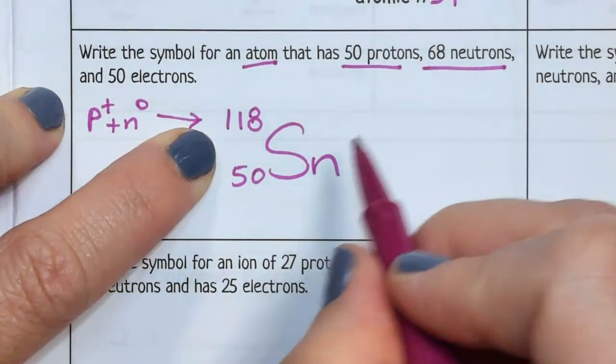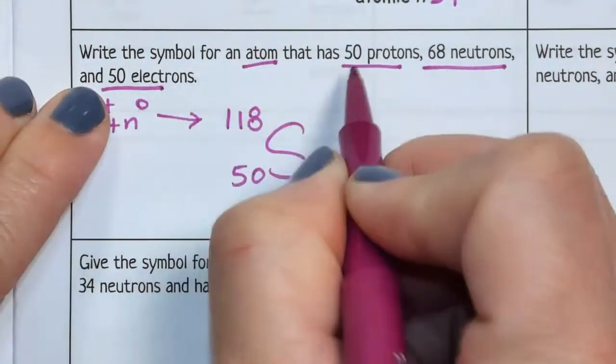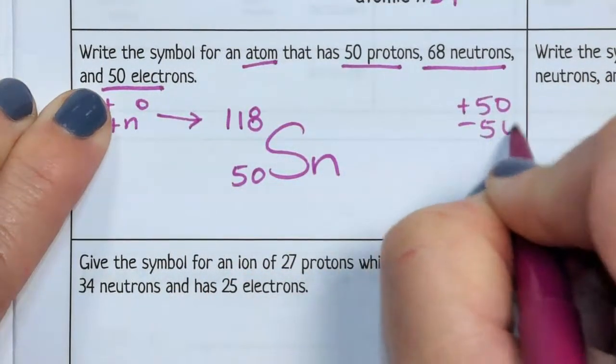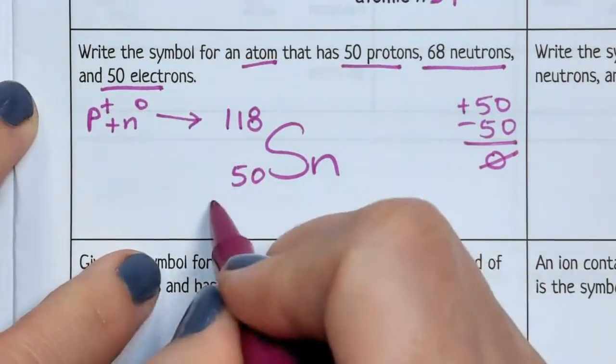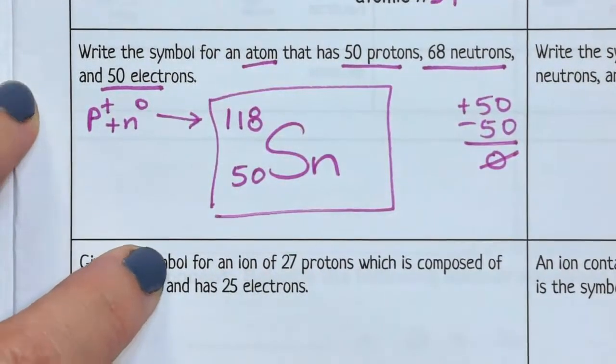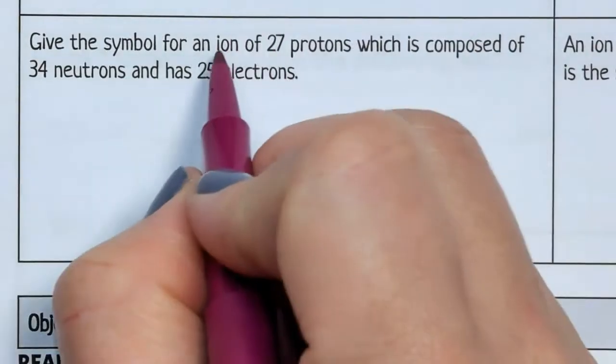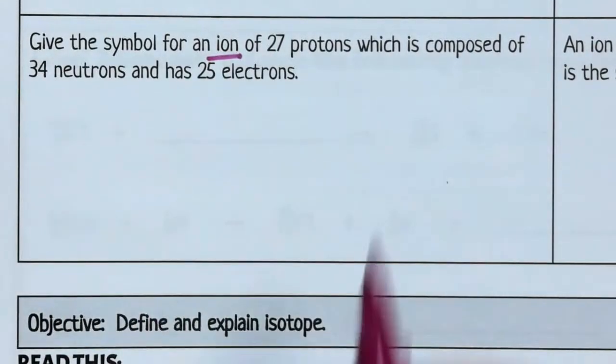To get the charge, notice that I have 50 electrons, 50 protons, which means a positive 50 versus a negative 50 is a charge of 0. So this is the answer to what is the symbol for this atom. The symbol for this ion, that means it's going to have a charge.